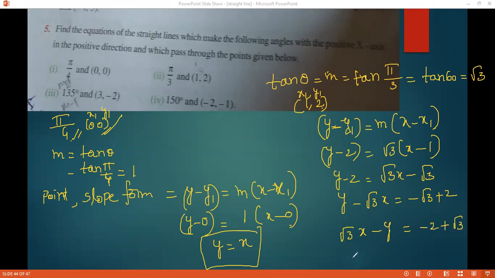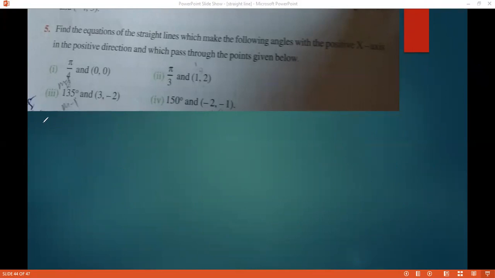Yes. So what do you get? Root 3x minus y plus 2 minus root 3. You can keep this whole in bracket, which is equal to 0. So this is our equation, whose slope is tan pi by 3 and whose point is 1 comma 2. Okay. Yes. Let us move to the next question.